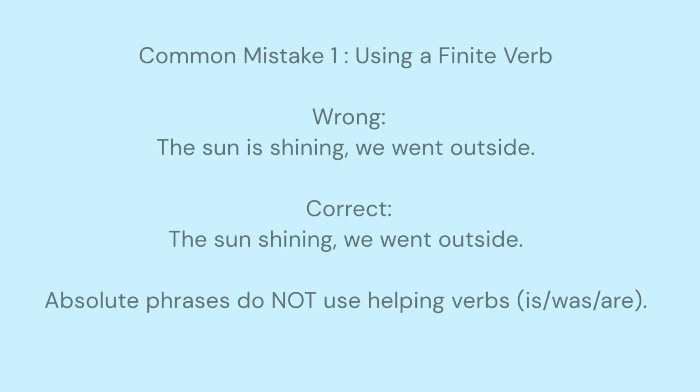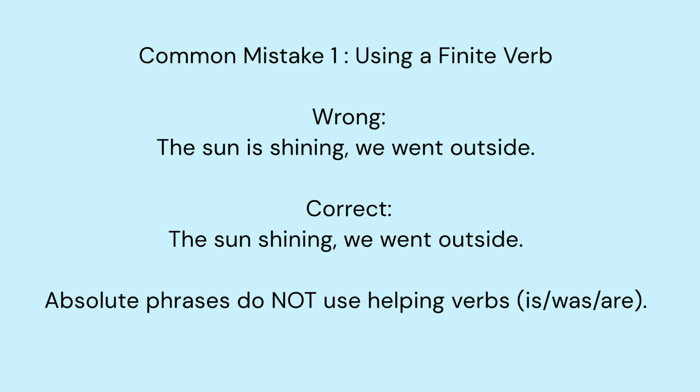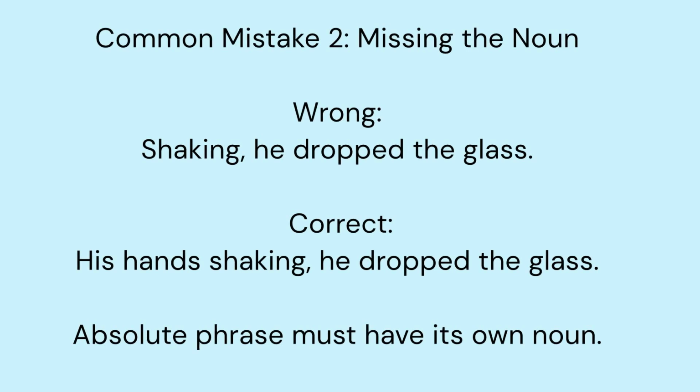Common mistake 1. Using a finite verb. Wrong: The sun is shining, we went outside. Correct: The sun shining, we went outside. Absolute phrases do not use helping verbs: is, was, are. Common mistake 2. Missing the noun. Wrong: Shaking, he dropped the glass. Correct: His hands shaking, he dropped the glass. An absolute phrase must have its own noun.